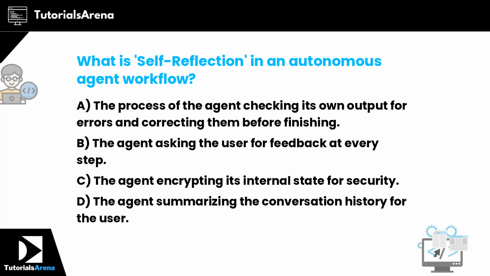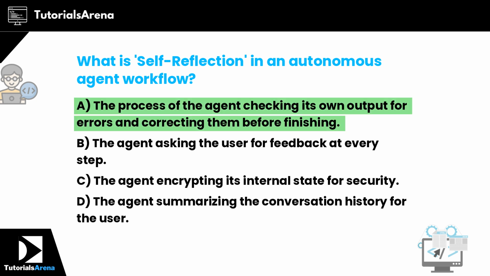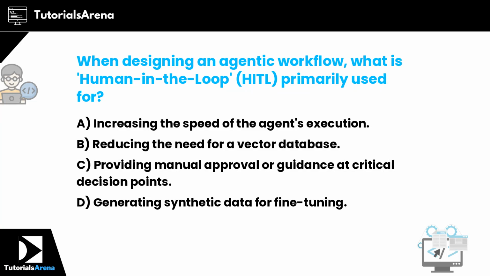What is self-reflection in an autonomous agent workflow? The correct answer is option A. The process of the agent checking its own output for errors and correcting them before finishing. When designing an agentic workflow, what is human-in-the-loop (HITL) primarily used for? The correct answer is option C, providing manual approval or guidance at critical decision points.